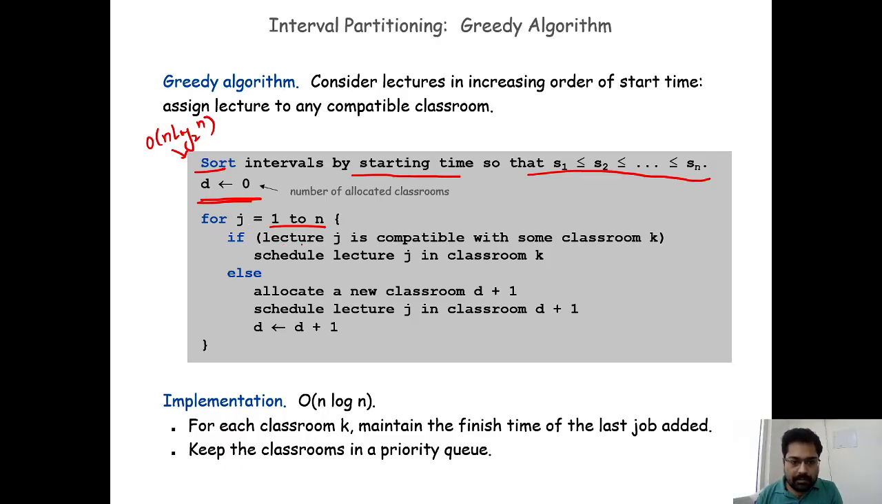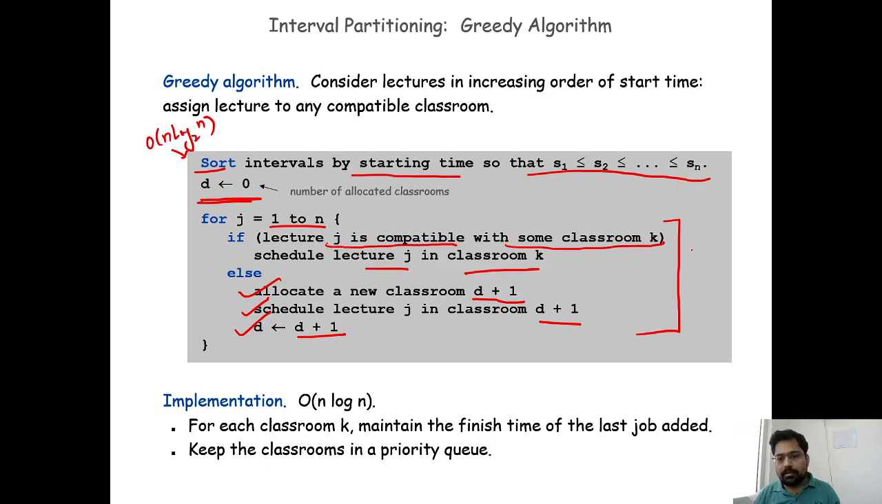On that basis, if lecture j is compatible with some classroom k, meaning non-overlapping, we will schedule lecture j in classroom k. If not, meaning if it overlaps, then we allocate a new classroom. Let us take the classroom count: previously it was 0, so it will be plus 1. We add it and schedule that lecture j in that classroom. And the d value becomes d plus 1, the updated value.